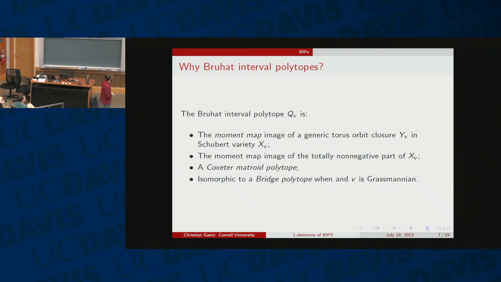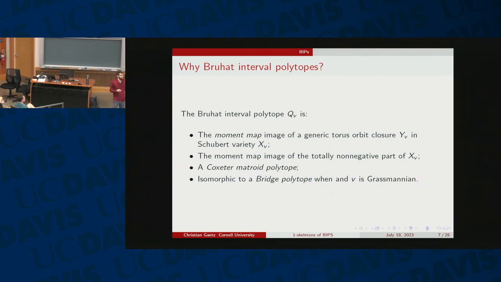So first, just a brief discussion of why people started studying Bruhat interval polytopes. They are moment map images of various spaces. One is the totally non-negative part of a Schubert variety. These are the same Schubert varieties that have shown up a few times already. Another is the moment map image of a torus orbit closure in that Schubert variety. So essentially what that means is there's an action of diagonal matrices, the torus, on these Schubert varieties.